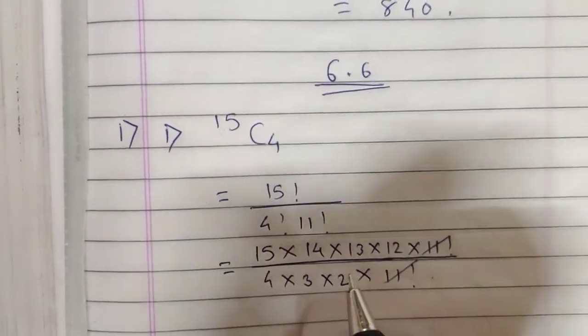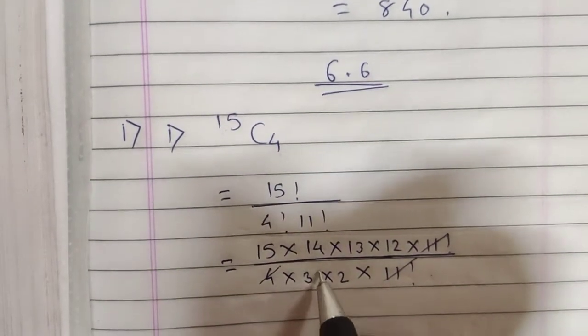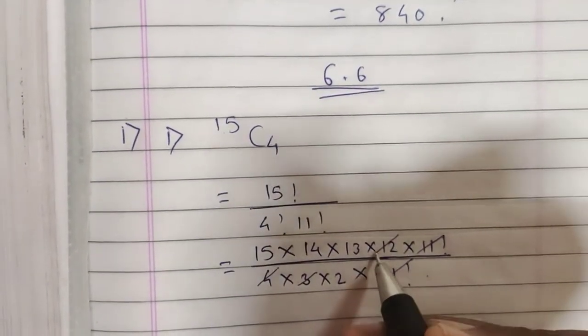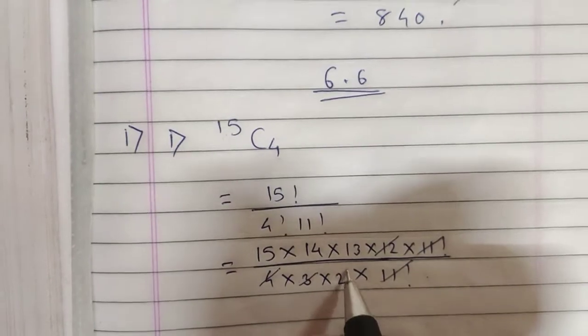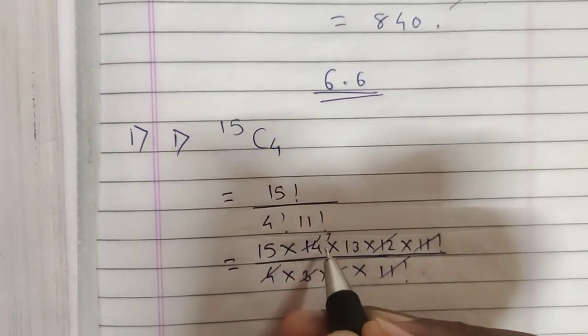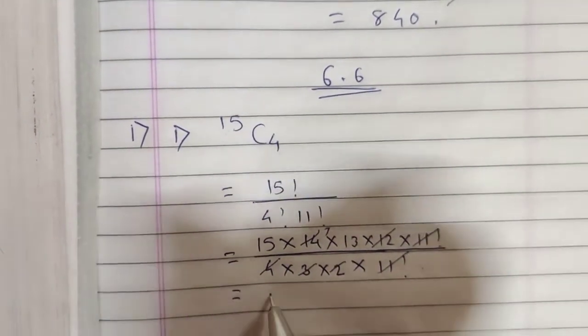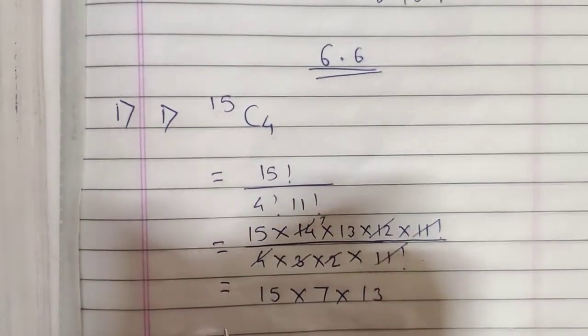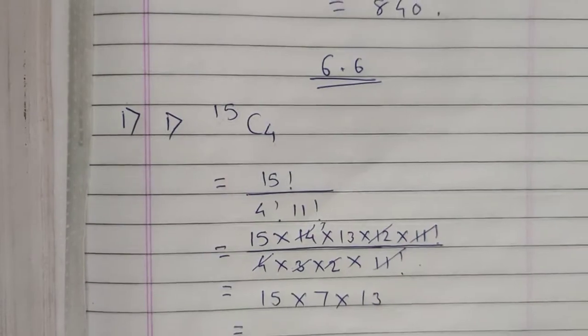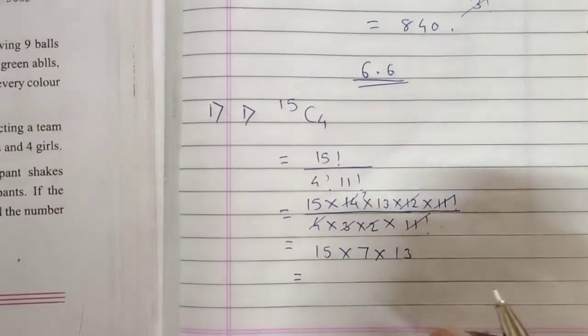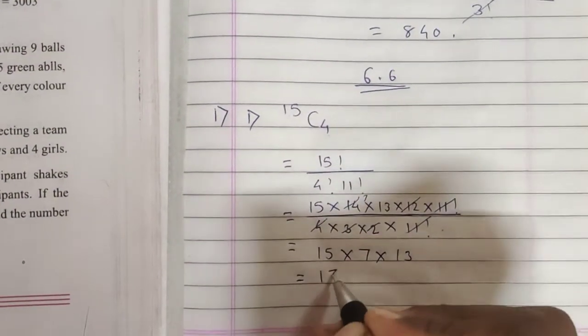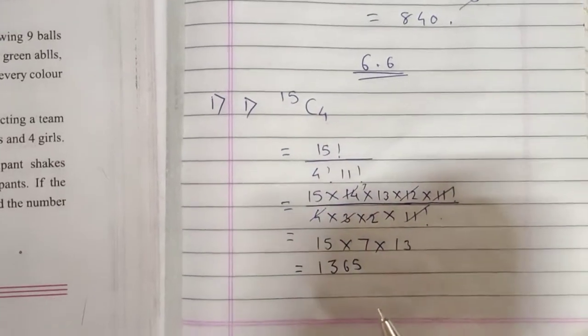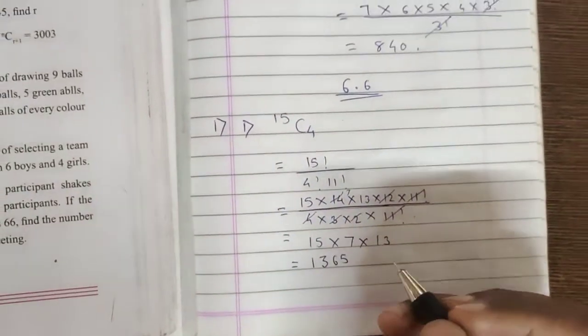Now we have to do cancellation. See, 4 and 3 becomes 12. So 12 cancels with this 12. Now 2 sevens are 14. Okay. So what we are getting here? 15 into 7 into 13. Okay. So after multiplication you will get 1365. Okay. So this is the way to solve.